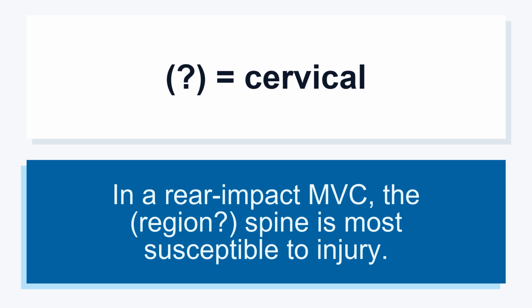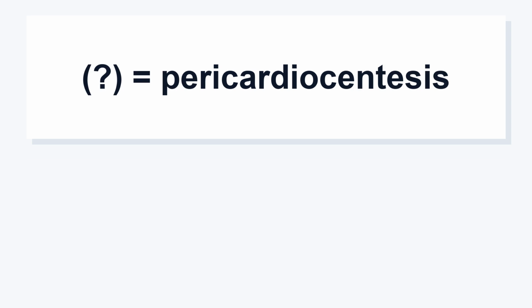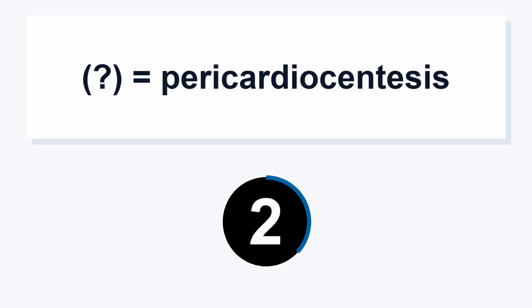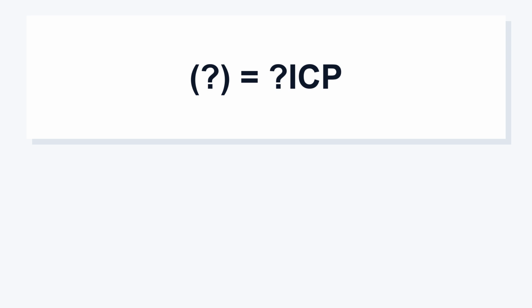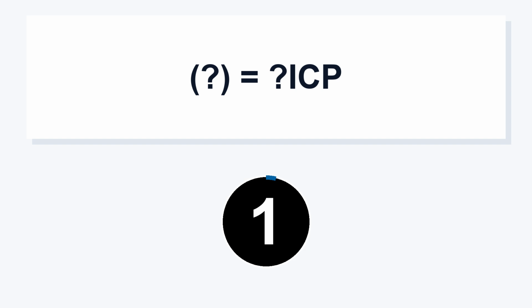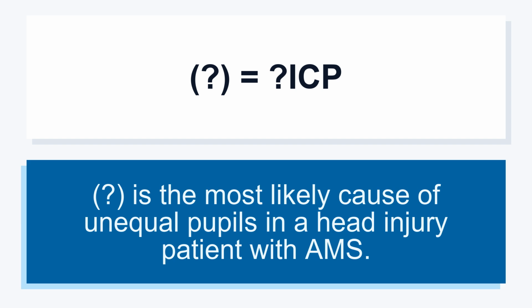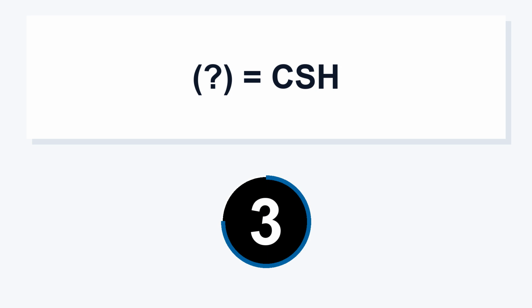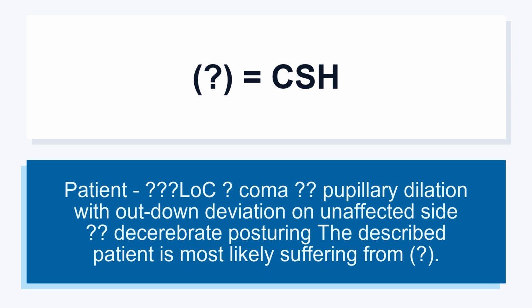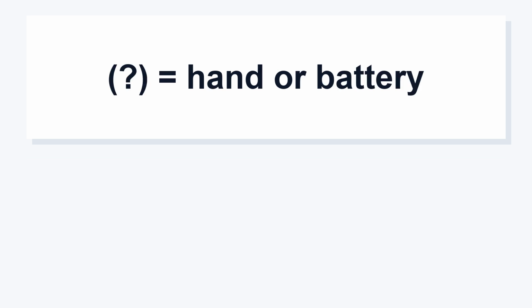In a rear impact MVC, the region, spine is most susceptible to injury, equals pericardiocentesis. The purpose of A/N is to remove fluid from the lining around the heart, equals ICP. What is the most likely cause of unequal pupils in a head injury patient with AMS, equals CSH. Patient, lock, coma, pupillary dilation without down deviation on unaffected side, decerebrate posturing. The described patient is most likely suffering from, equals hand or battery.